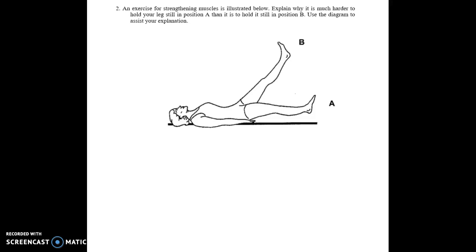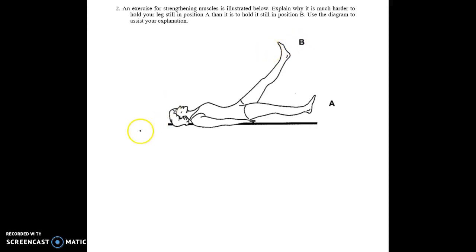Now this is a second question. An exercise for strengthening muscle is illustrated below. Explain why it is much harder to hold your leg still in position A than it is to hold it still in position B. Use the diagram to assist your explanation.